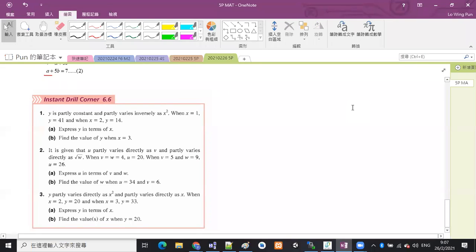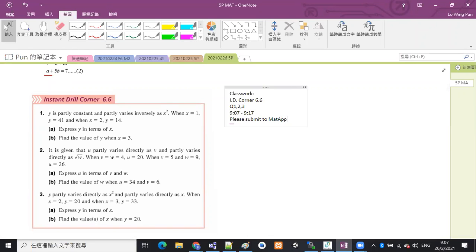10 minutes to do this, and then I will start talking about the solution. Classwork, instant drill corner 6.6. Question number 1, 2, and 3. 9:07 now, and then to 9:17. Okay, and please remember to submit to MedApp. Wait, now please try to do this.